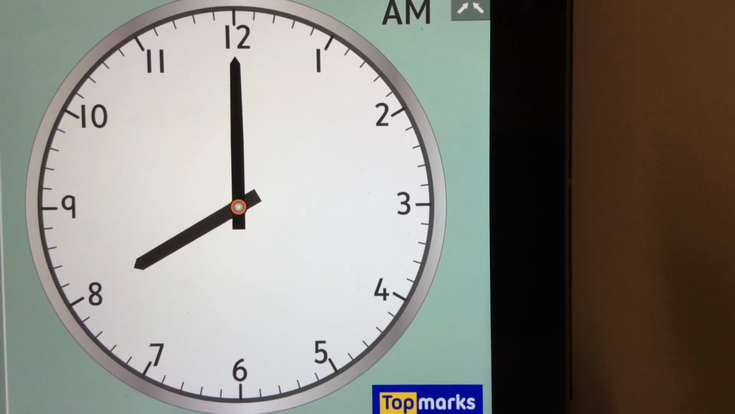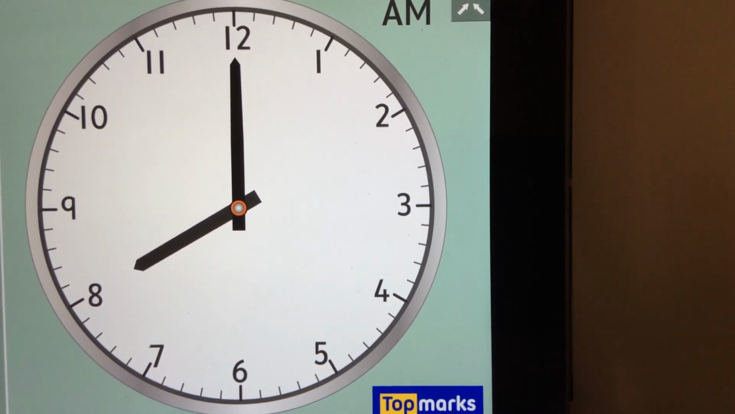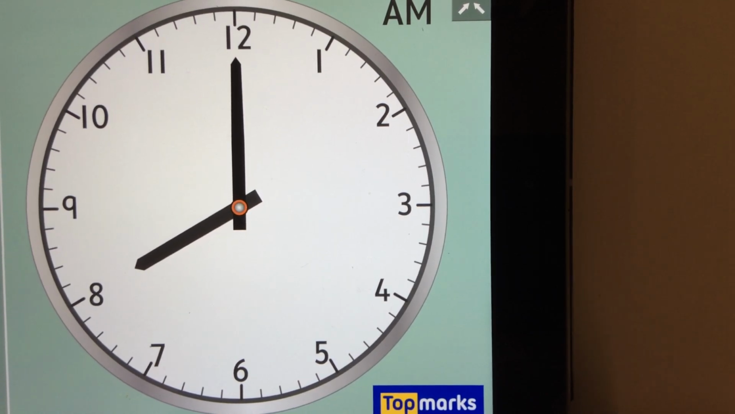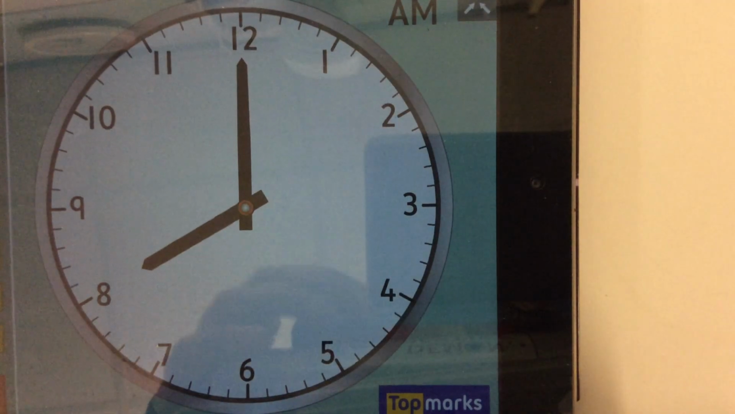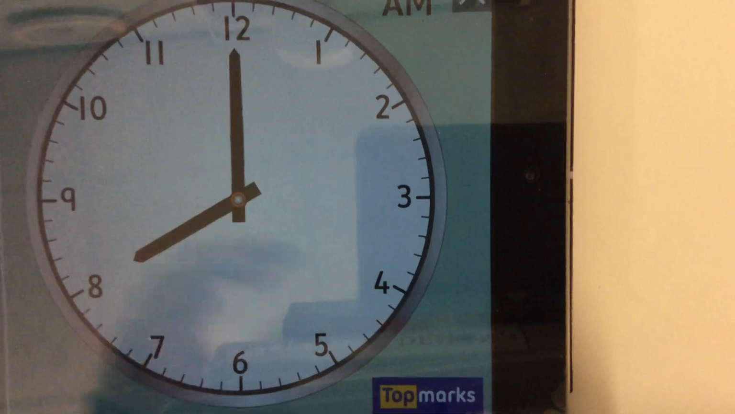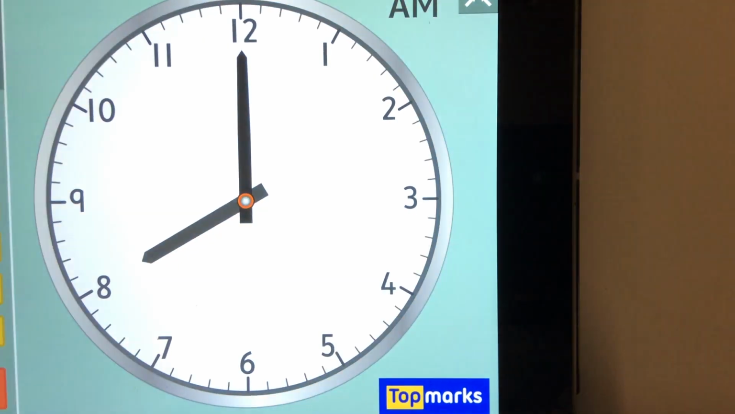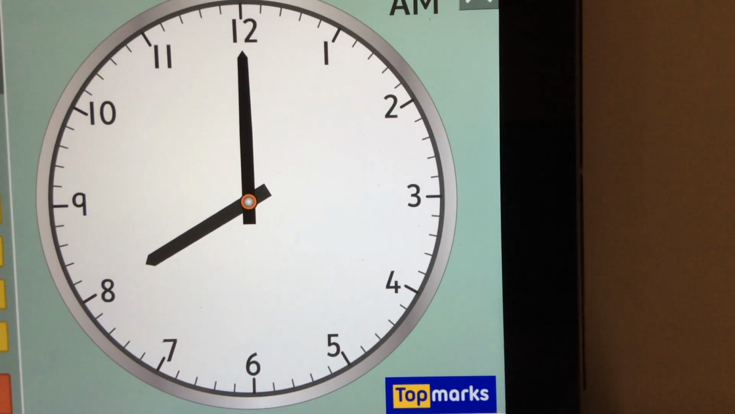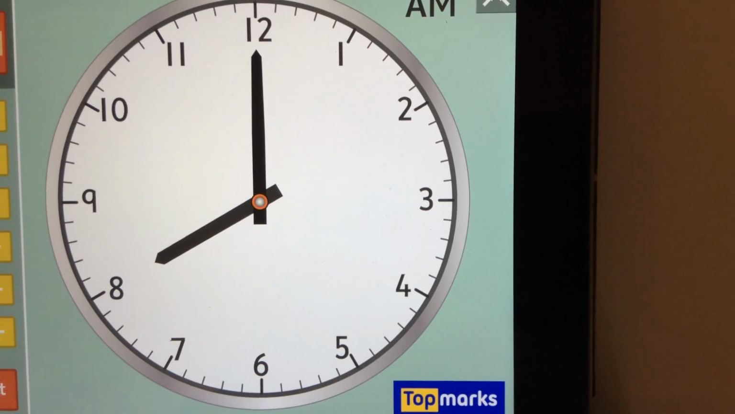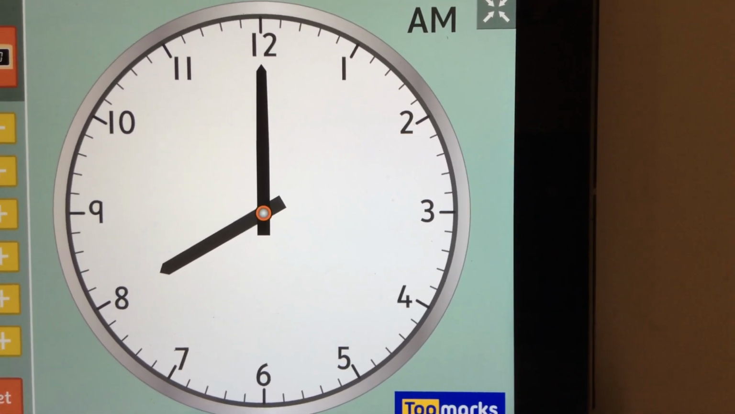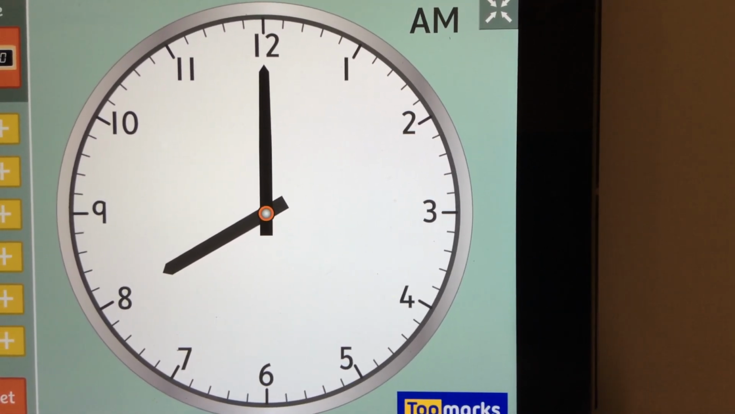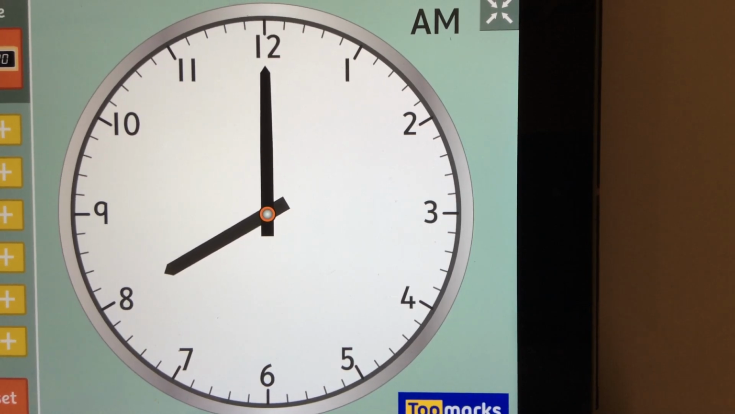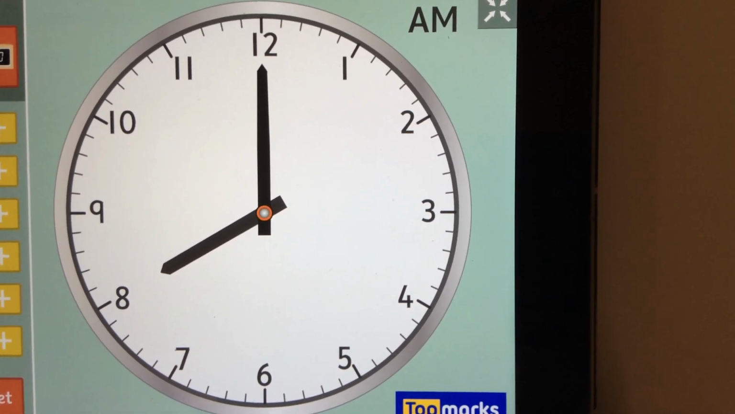Right, now this is a video to talk about clocks, and in this particular case we are going to look at on the hour. So we're going to look at clocks that are every hour. Okay, so the first thing that you're going to need is a piece of paper and a pencil. So if you want to press pause and grab them now, that'll be brilliant.